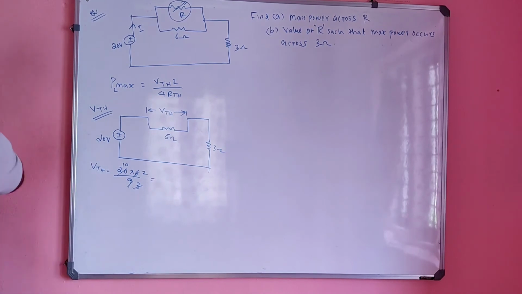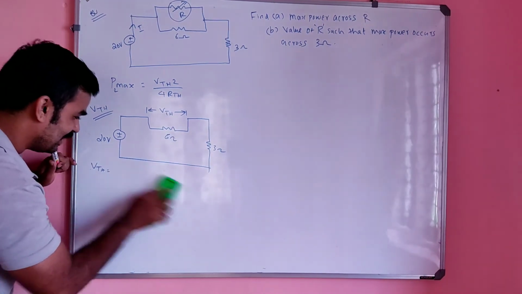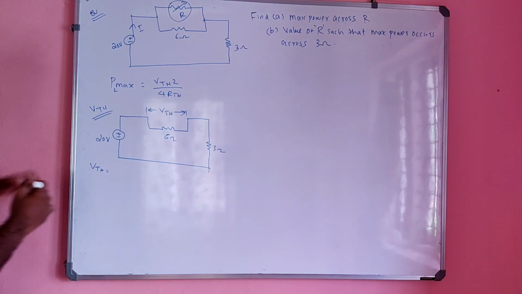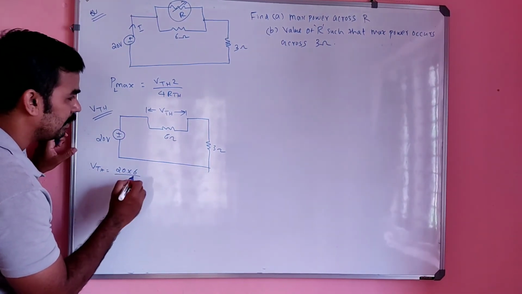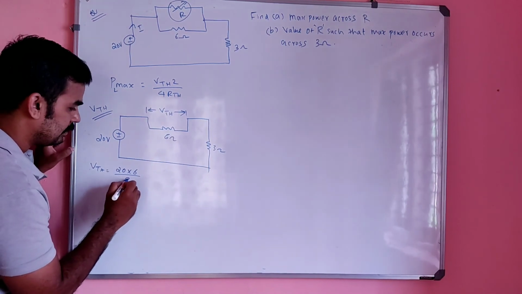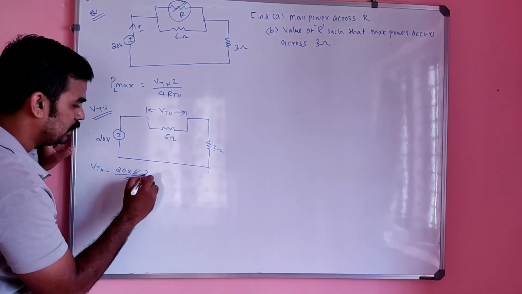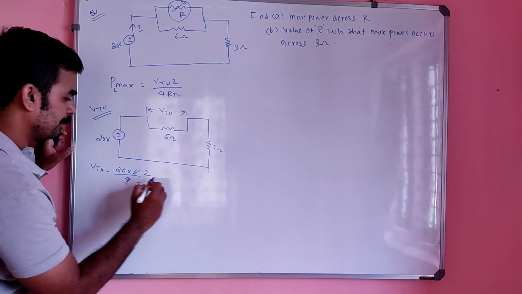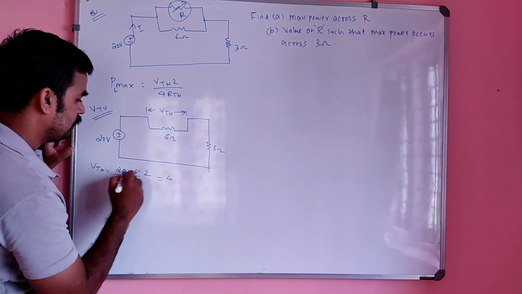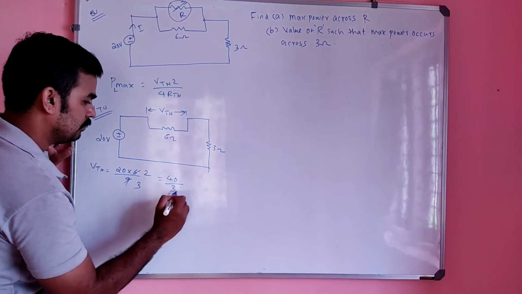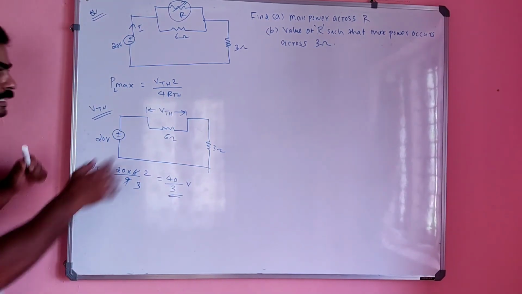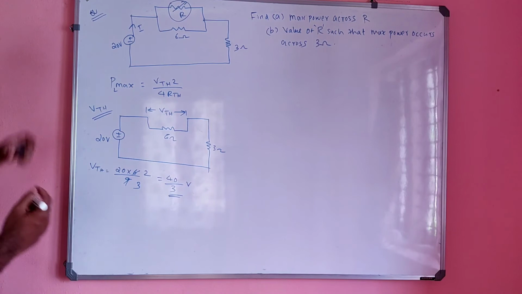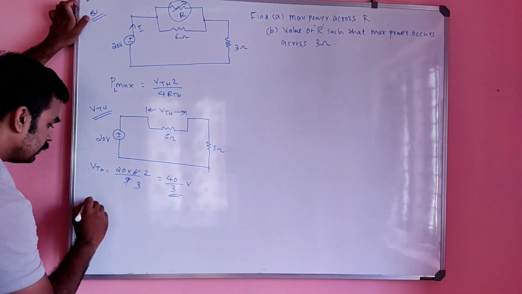Simple calculation now. Let's check. It is 20 into 6 divided by 6 plus 3, it is 9. So when cut it to 3, 3, 2, 3, 3. So 40 by 3. Right? So 40 by 3 volt is the Thevenin voltage. Right? And next step is finding R Thevenin.